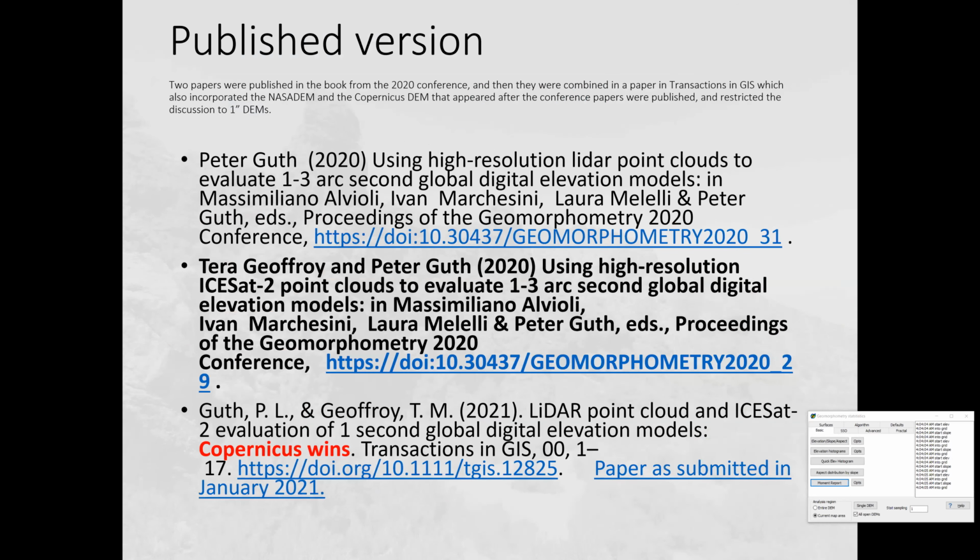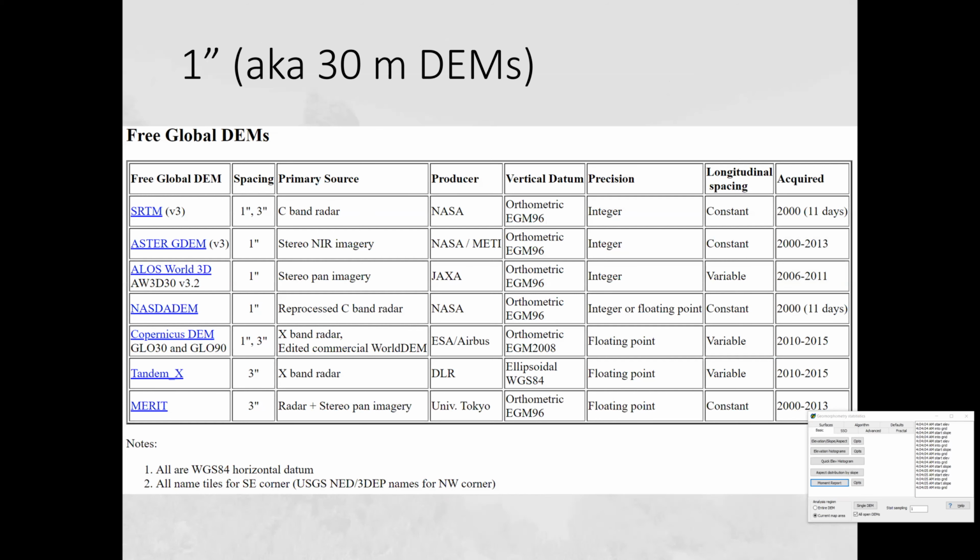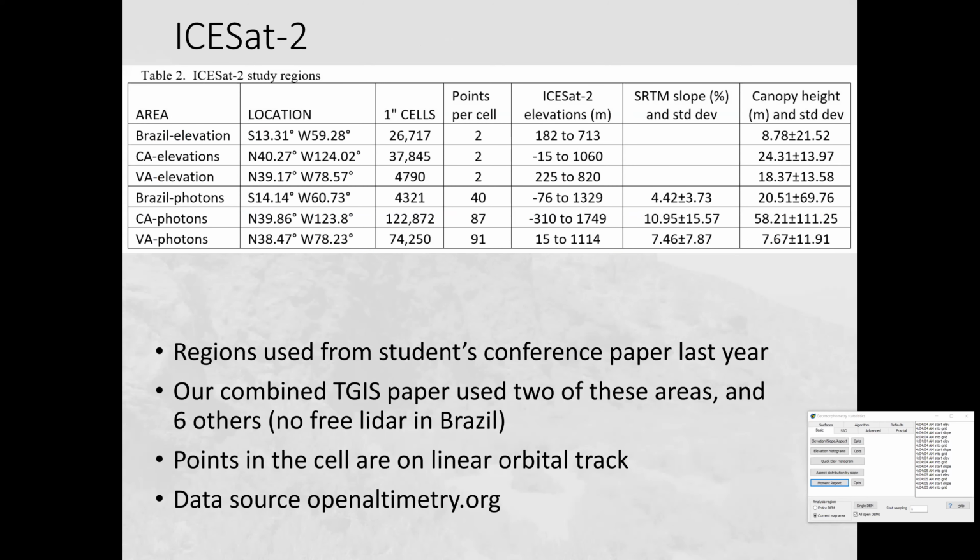Okay, so again, this was the paper, and again, this is in press in Transactions in GIS. And the same story about the free global DEMs. Now, the ICESat-2, this is the table when she did her study and what's in the Transactions from last year. She had 3 study areas in Brazil, California, and Virginia.